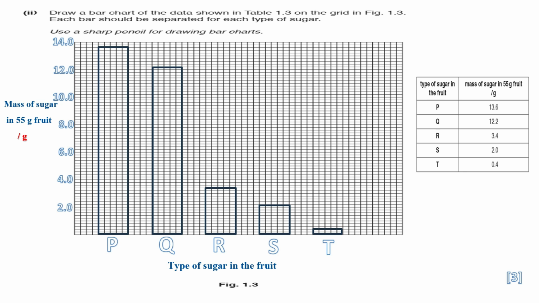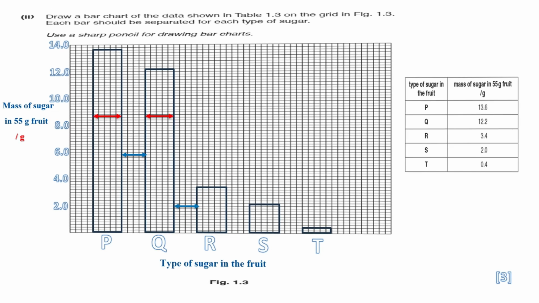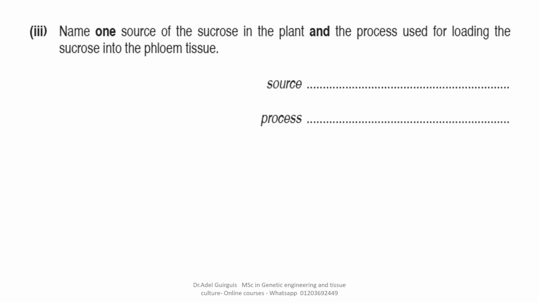What are the precautions needed? Please, the width of each bar must be equal, like here and here. Also, the distance left between bars, the area of space, must be equal also. Okay? This is the bar chart. Now, last question.